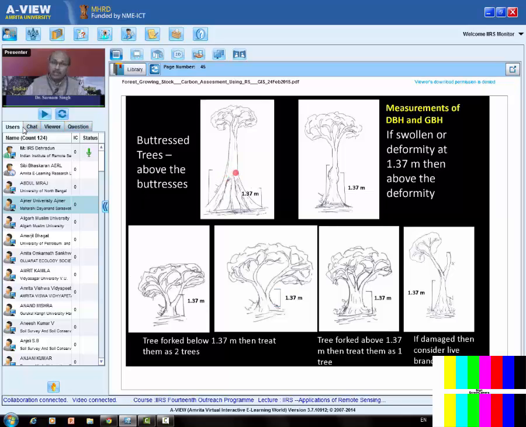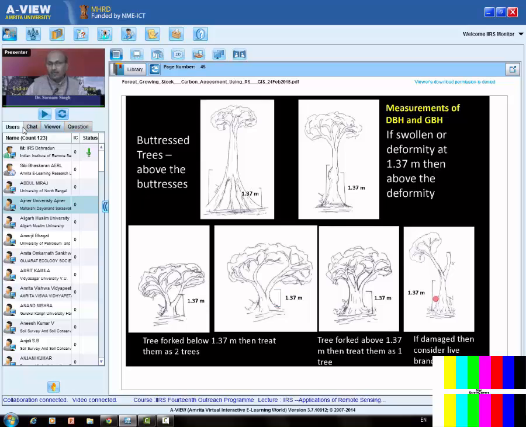But if the buttresses are very high, then where the cylindrical shape comes, that height will be your DBH. It may be more than 1.37 meters depending upon that. Suppose you have a deformity at 1.37 meter, then you should take above or below that. It is better to take above, so that it becomes more useful for selling purposes. If you have a branching below 1.37 meter, if the tree becomes two below 1.37 meter, then each branch is to be treated as two trees. This has to be remembered. Sometimes the branching takes place after 1.37 meter. That is a normal condition, and we don't have to worry about it.